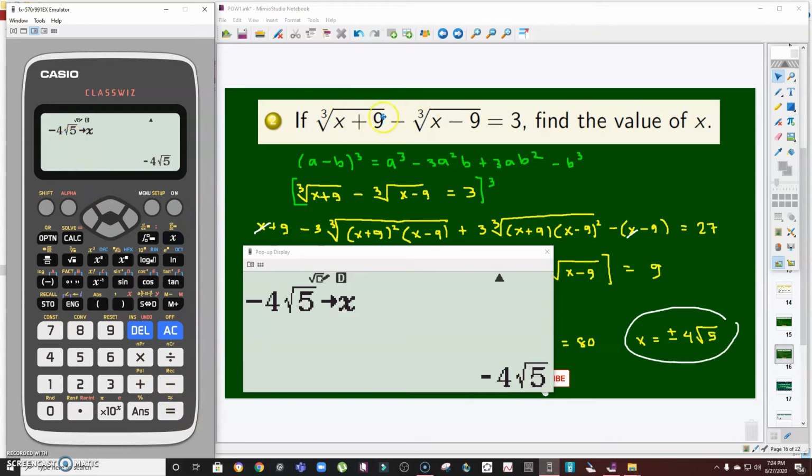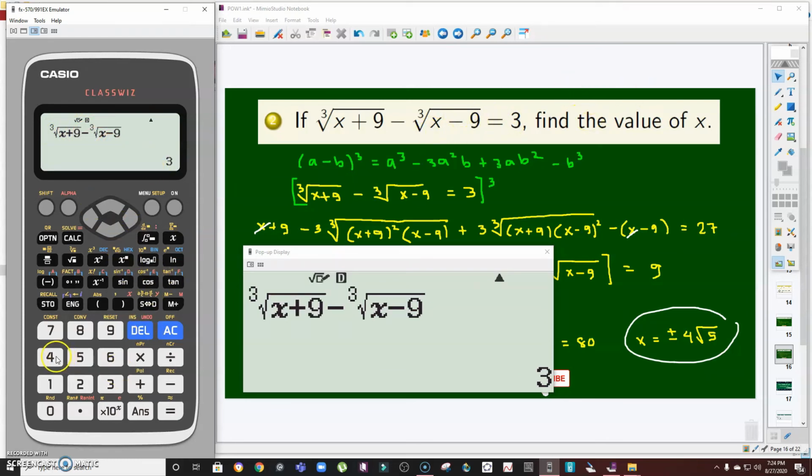All you have to do is enter the left side of the equation. Left side only. Why? Look, shift cube root of x plus 9, minus shift cube root of x minus 9. When I press the equal sign, the answer here should be 3. See that? There you go. Again, we assigned negative 4 square root of 5, meaning that answer is correct. So, substitute and enter this expression, which will give you 3, which is the given.